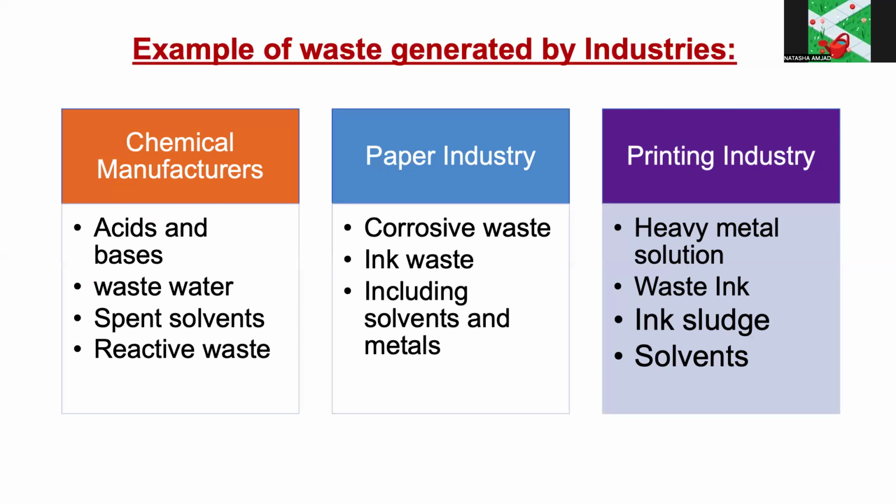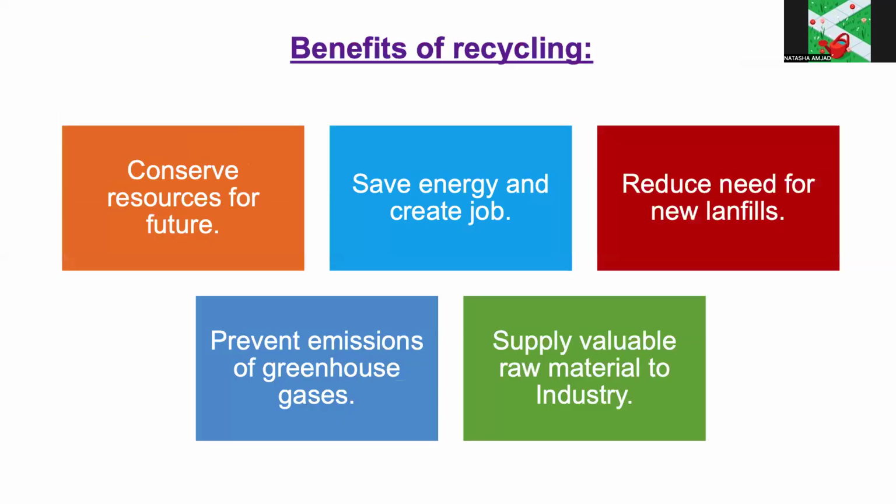There are some examples of waste generated by industries. In chemical manufacturers, for example, acids and bases, wastewater, spent solvent, reactive waste. In the paper industry, corrosive waste, ink waste including solvents and metals. In the printing industry, heavy metal solution waste, ink sludge, solvents.